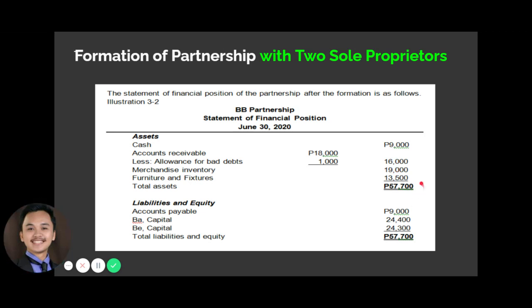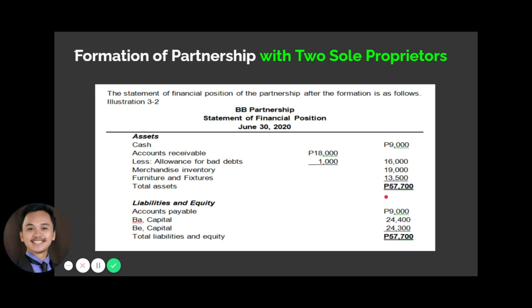So until such time that they will have a total assets of 57,700 and total liabilities of 57,700 as well. Again this is not 1,000 but rather 1,800. So that's it. So naka-create na ta og financial statement at the end of the formation of the partnership.